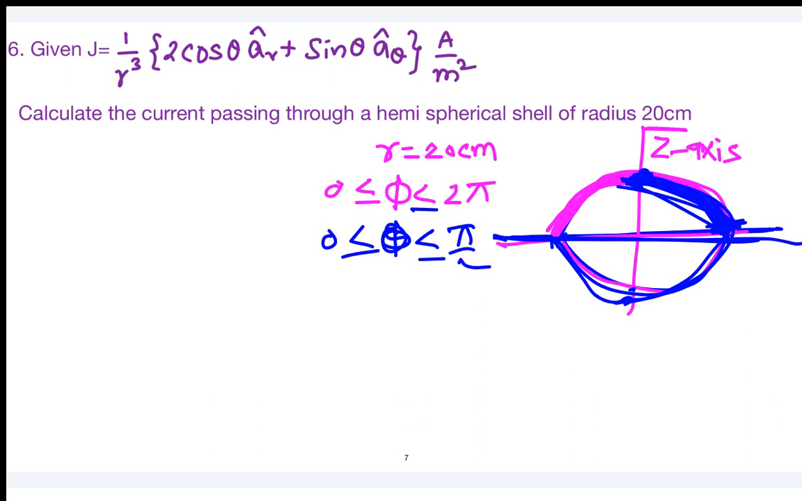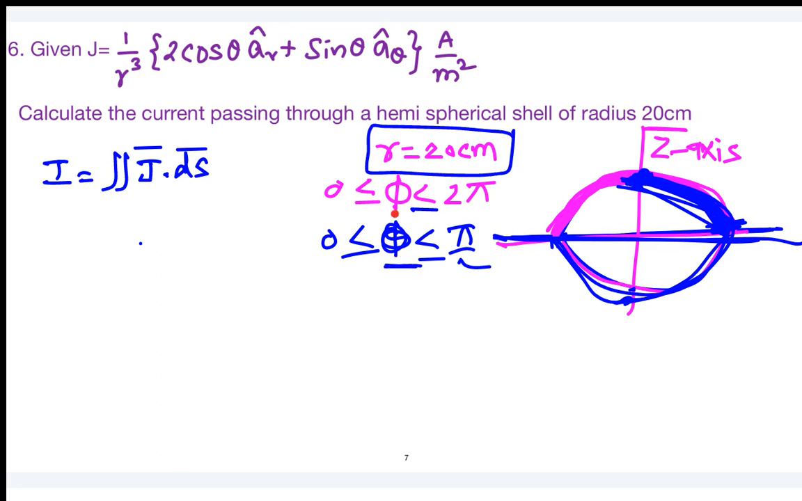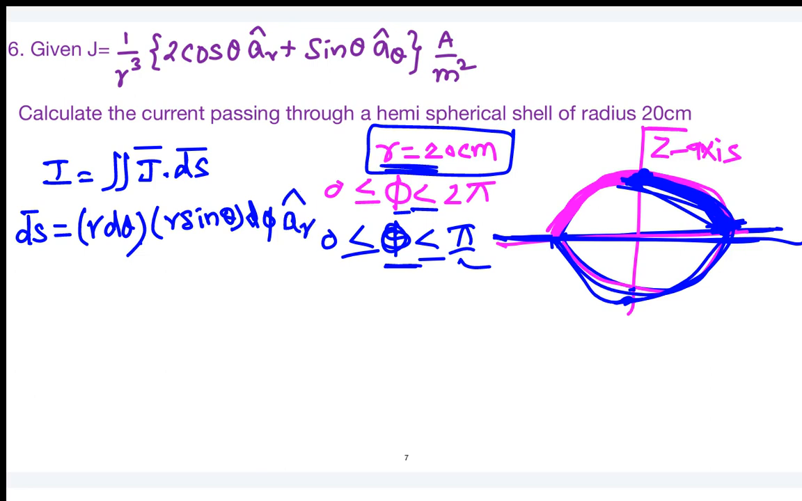Now, can you do the integration right now? The current is equal to double integral J dot dS. Right now, this surface is having a constant value of r, and theta is varying and phi is varying. So how to write the surface area vector in that case? The change in theta will be r d theta, and the change in phi will be r sin theta d phi. And since r is constant, the direction will be r cap.